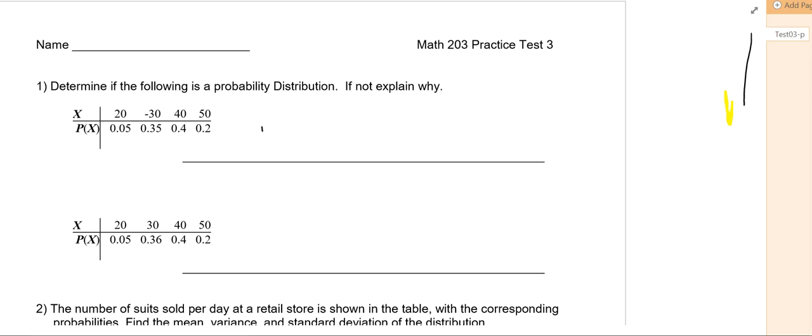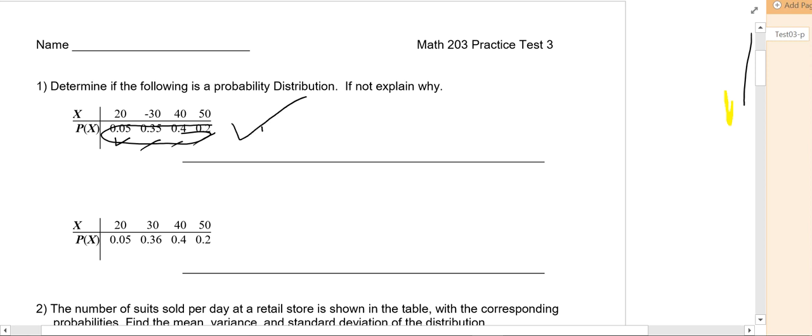There are 2 things you need to ask yourself in terms of this type of question. 1, the probabilities each have to be between 0 and 1. And that is the case for these, right? The first one, the second one, the third one, and the fourth one. The total probability, when you add these up, has to add up to 1. If you add 5 to 35, you get 40. 40 and 40 is 80. 80 and 20 is 100%. So yes, that is a probability distribution.